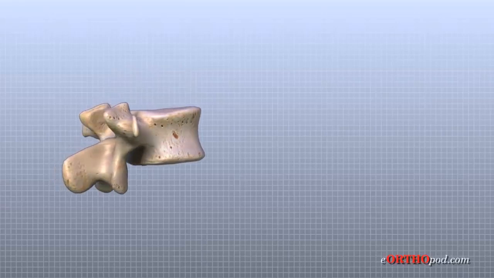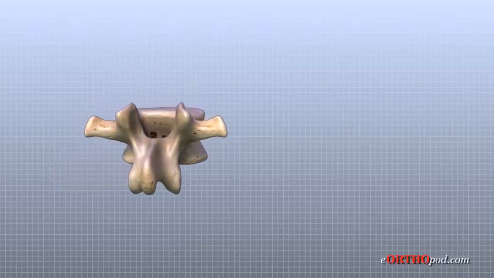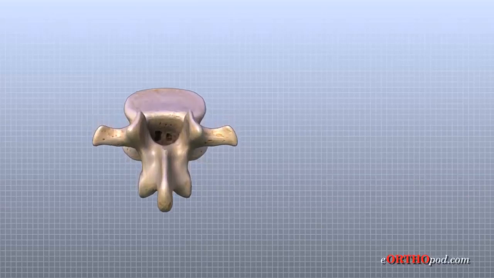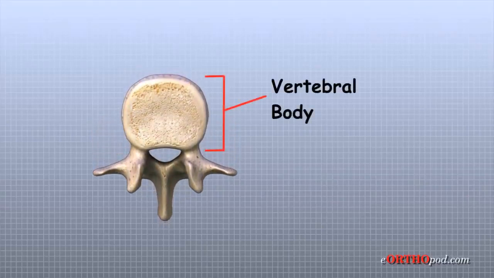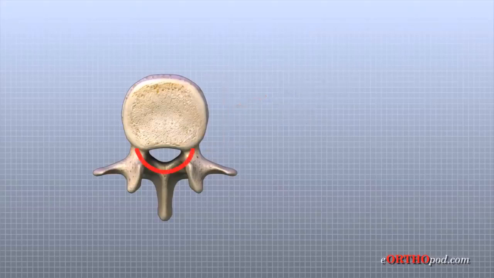Each vertebra is formed by a round block of bone called a vertebral body. The lumbar vertebral bodies are taller and bulkier compared to the rest of the spine. This is partly because the lumbar spine has to withstand pressure from the body weight and from daily actions like lifting, carrying, and twisting. A bony ring attaches to the back of each vertebral body.